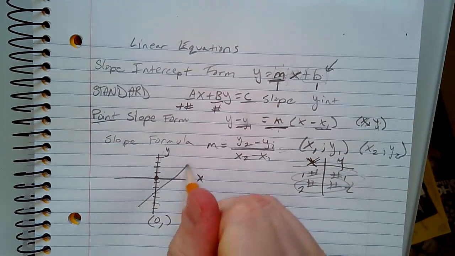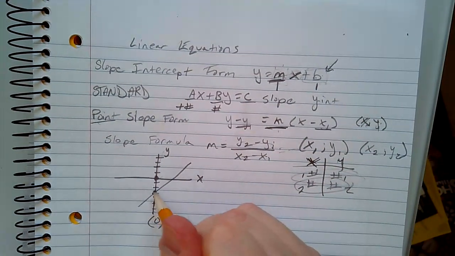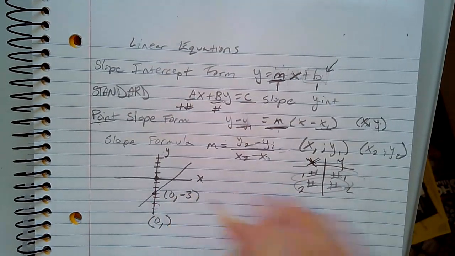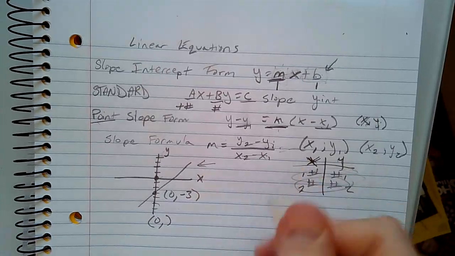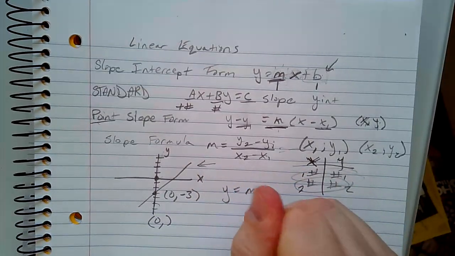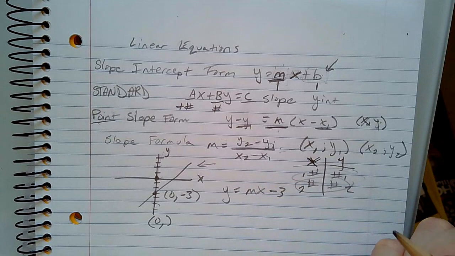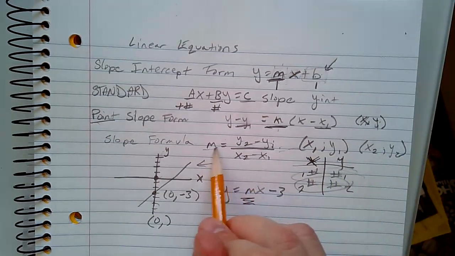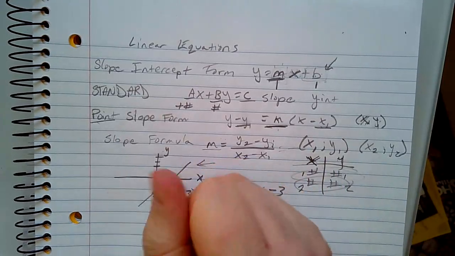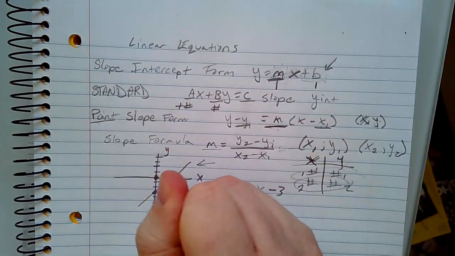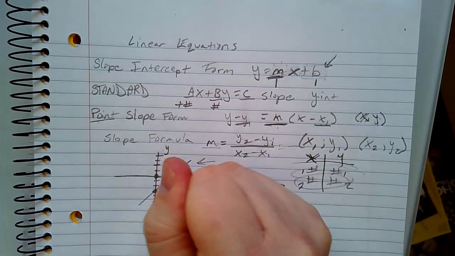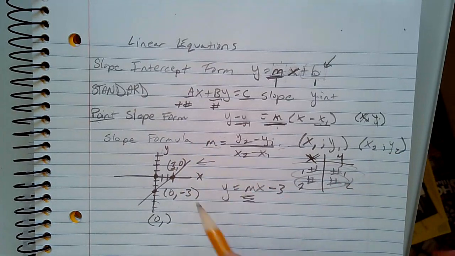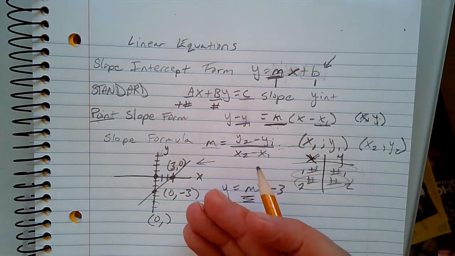So anywhere that a line crosses becomes 0, comma, that point. So here, our y-intercept would be -3. So for this equation, we'd have y equals mx minus 3. Now this m can be found using our slope formula. If we have this point and we have another point, 3, 0, we can find those points. We make one of these x1, y1, it doesn't matter which one, and the other one x2, y2.